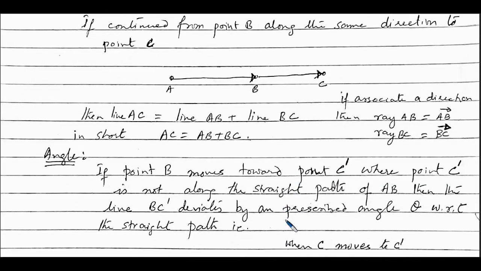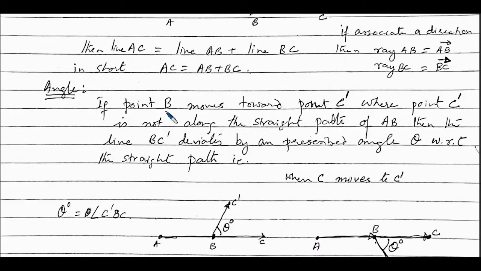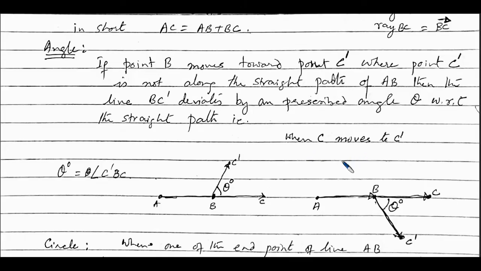Now what is an angle? How do you define an angle? If a point B moves towards point C prime, instead of moving straight, it moves, say, up or down of the straight line, where point C prime is not along the straight path of AB, then the line BC prime deviates by a prescribed angle theta. This is the angle theta, the deviation with respect to the straight path, when C moves to C prime.